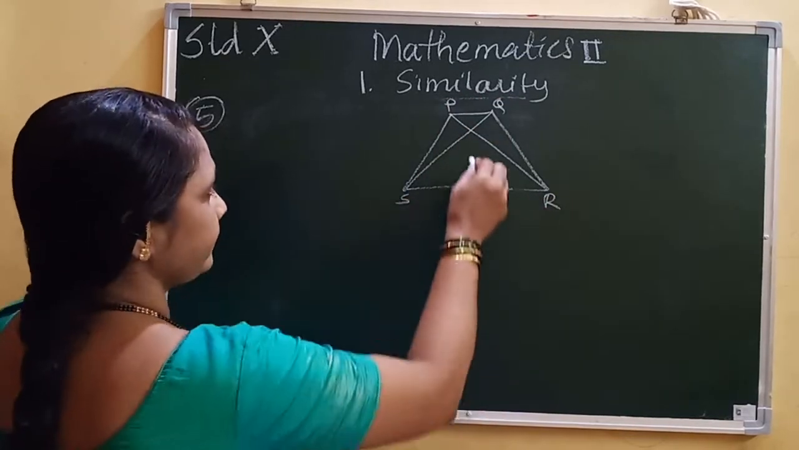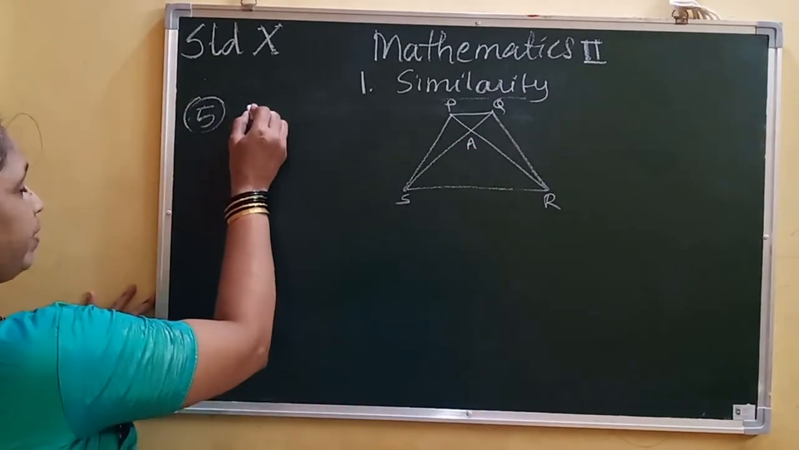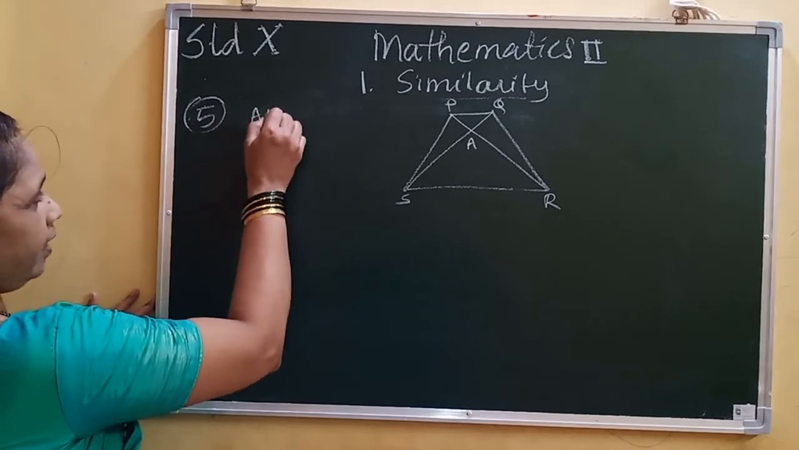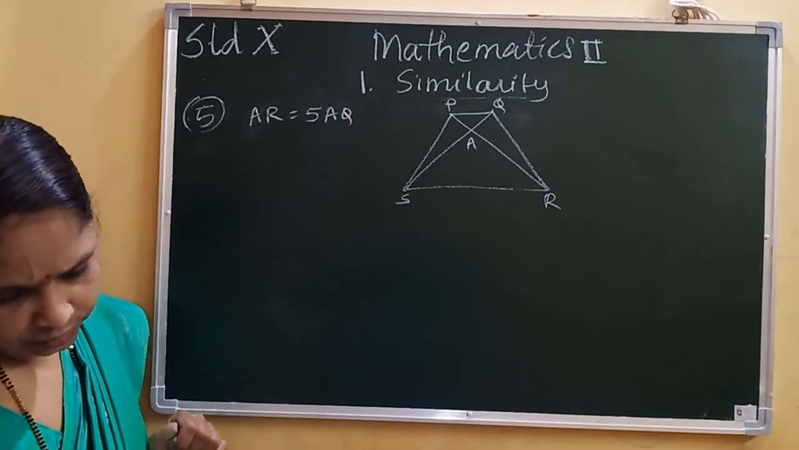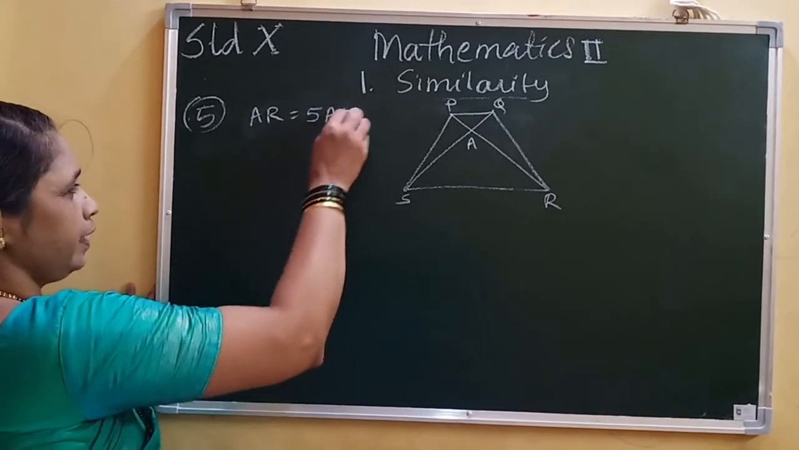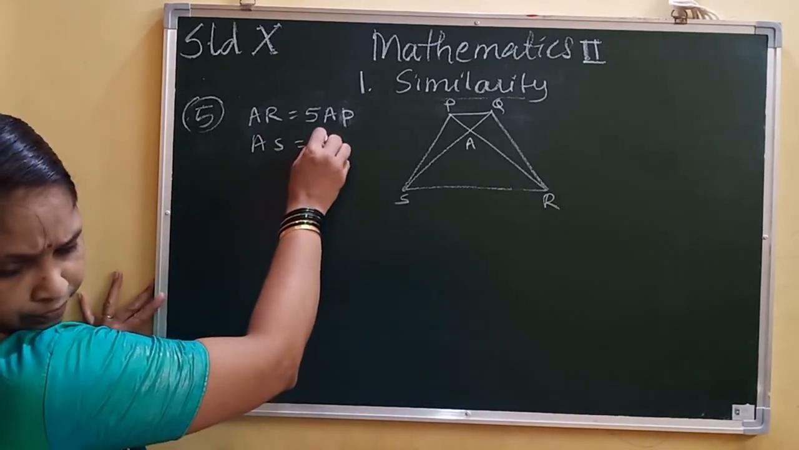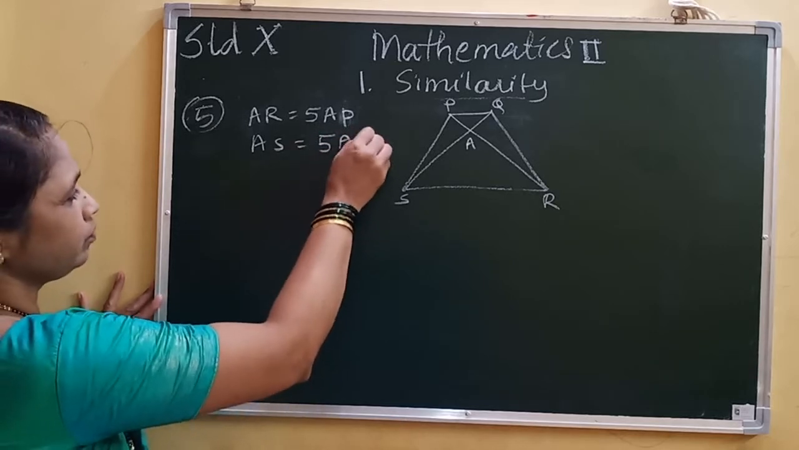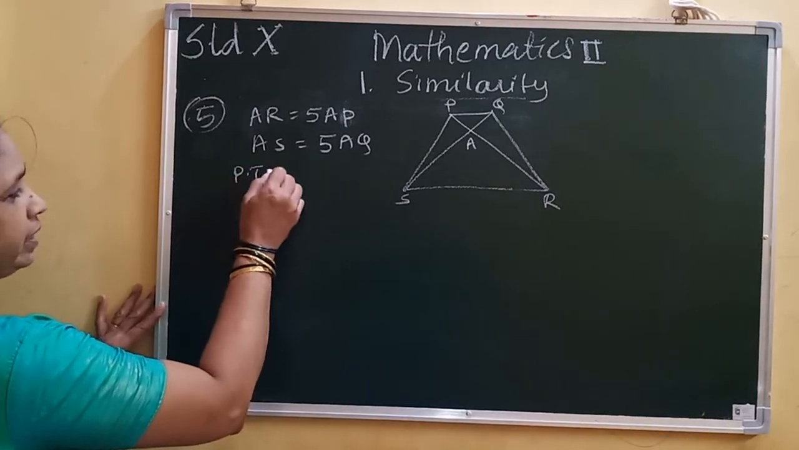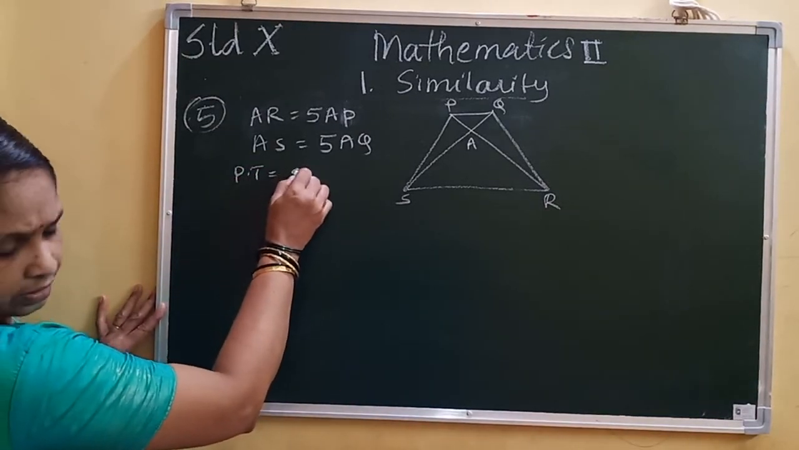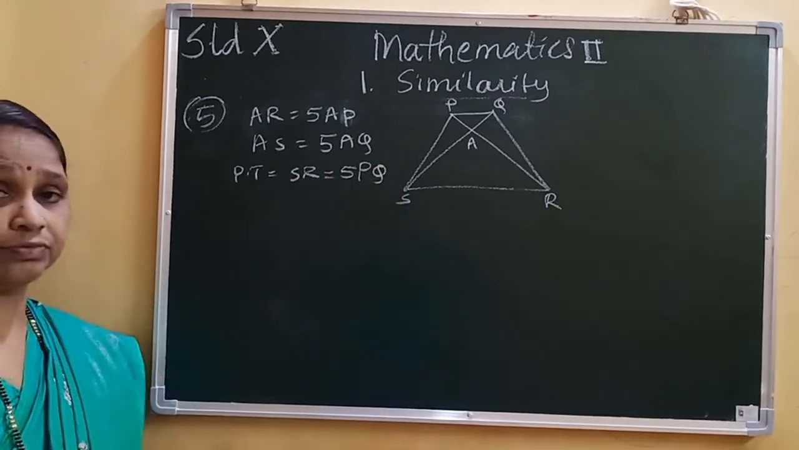SR. In this way the figure is given, and what is the given part? AR is equal to phi AP and AS is equal to phi AQ. What do we want to find? Prove that SR is equal to phi PQ. This we have to prove.